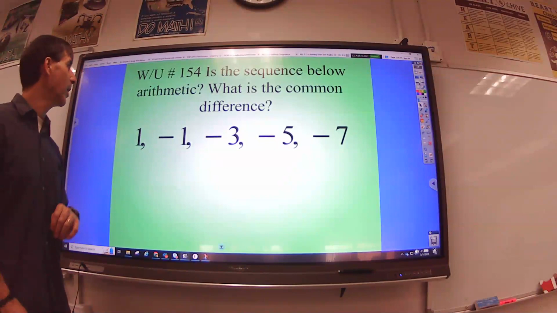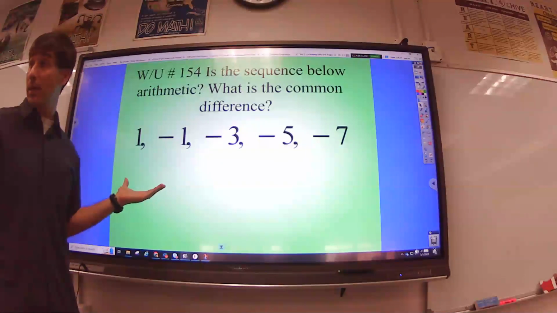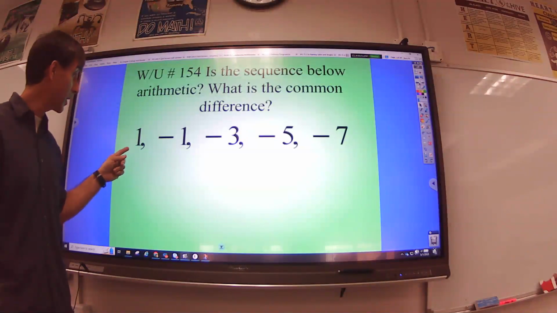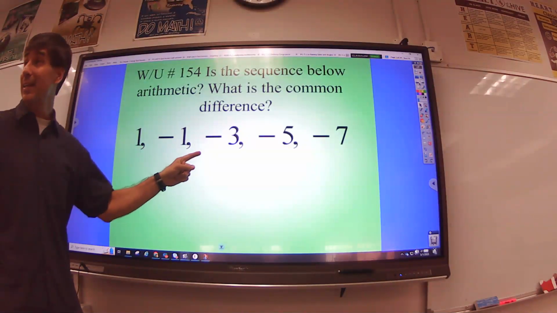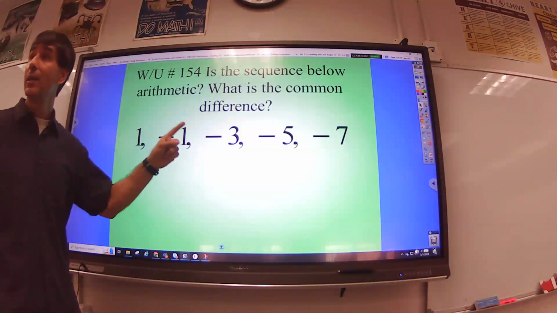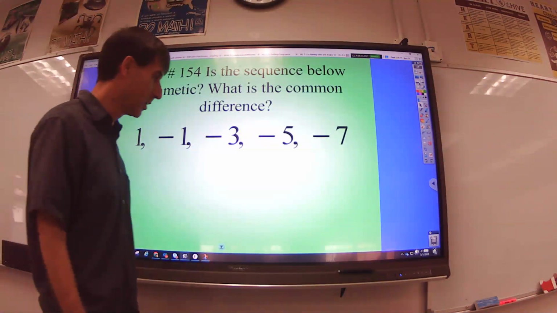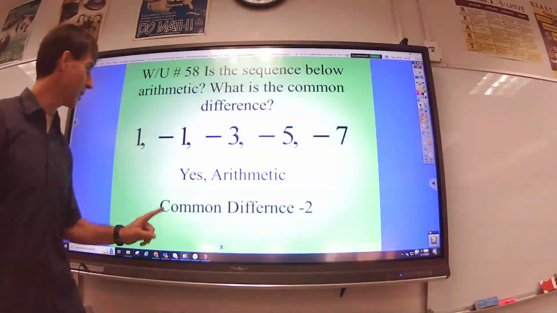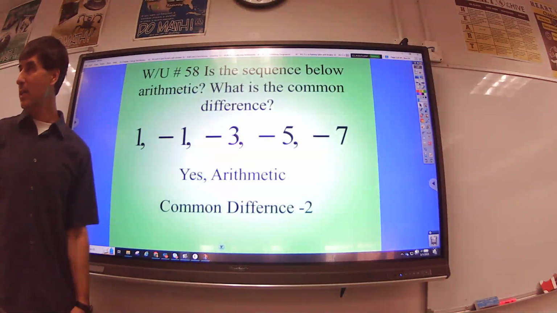Is the sequence below arithmetic? What is the common difference? Is it arithmetic? Say yes. And my common difference is what? What am I adding? -2. It's a decrease, but you always have to add. So that's all you got to do for that. Boom. Yes, it's arithmetic. Common difference, adding -2.